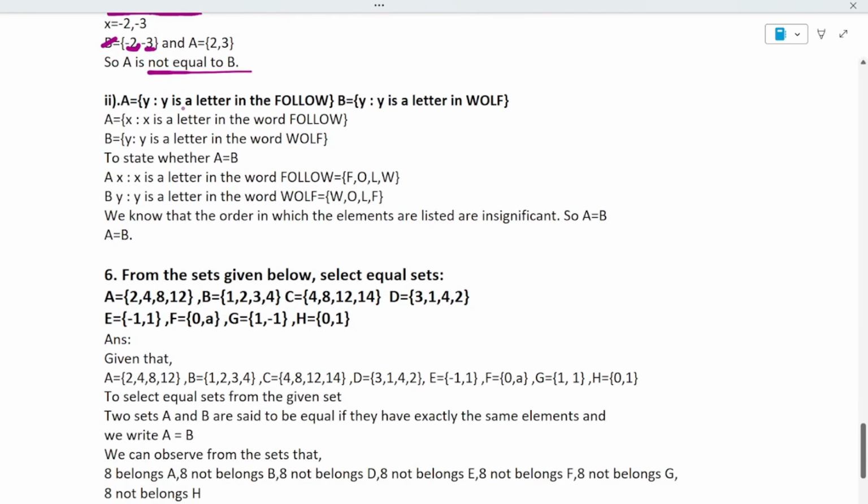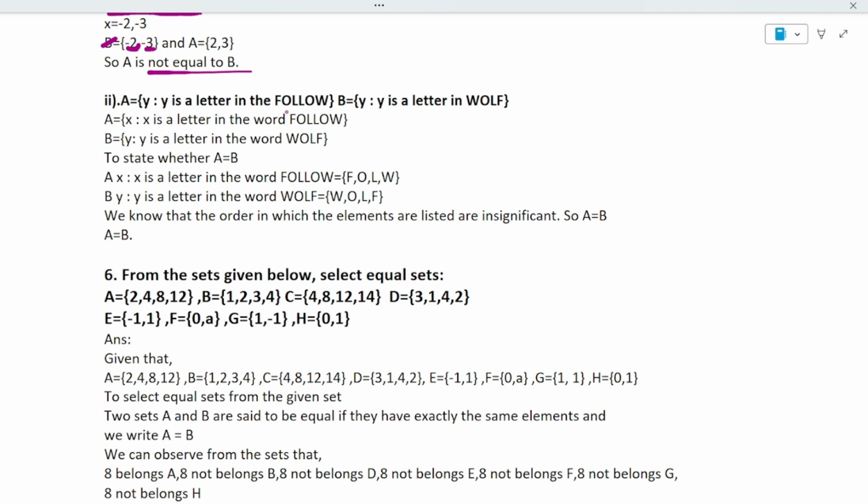They have mentioned y, where y is a letter. This is a form of a set, which we did in the first exercise. As you all know, there were two types of set, roster form and set builder form. This is set builder form. And now let's see that question.